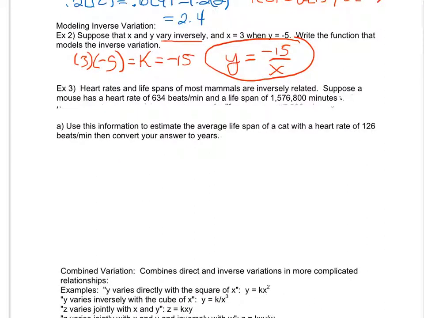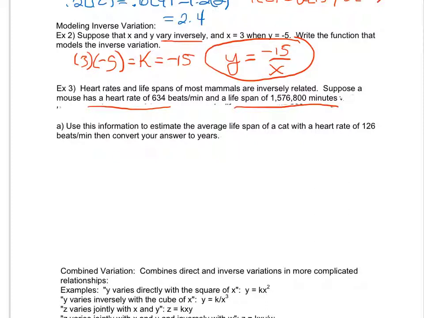Next, third example, there's going to be 4 examples total. We want to look at applying this to a situation. We're also going to use some of the conversion factors to change units. So we're told that heart rate and lifespan of most mammals are inversely related. If we know that a mouse has a heart rate of 634 beats per minute, and we also know the number of minutes in their lifespan, we're going to use this information to find the average lifespan of a cat who has a heart rate of 126 beats per minute.